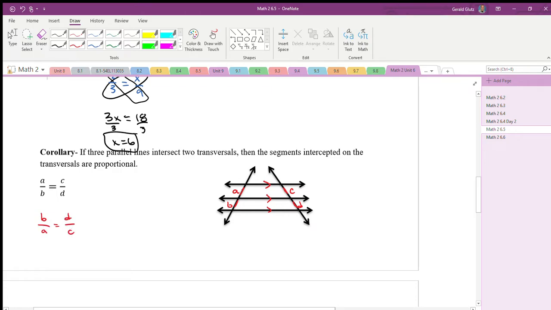So B divided by A equals D divided by C. We could also say that A divided by C equals B divided by D. So there's many ways that we could set these up, but the main thing is we need to know that these are proportional.